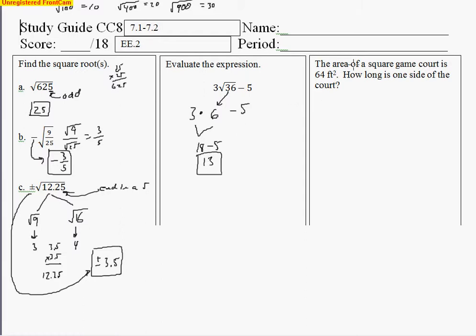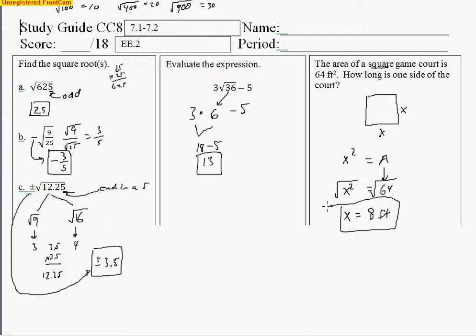Here it says the area of a square game court is 64 square feet. Since it's a square, both sides are the same, and it's asking what is the length of one side. Well, my formula goes this way: x squared equals the area. I know what the area is, it's 64, so I substitute that into the problem. I take the square root, and I find x is 8. And then put some units in there: 8 feet would be our answer.